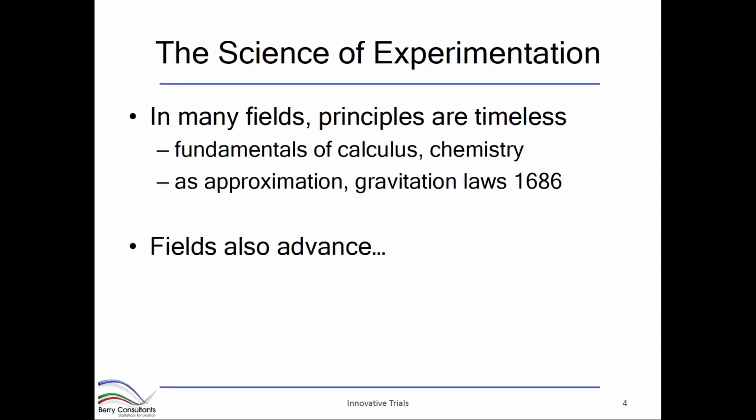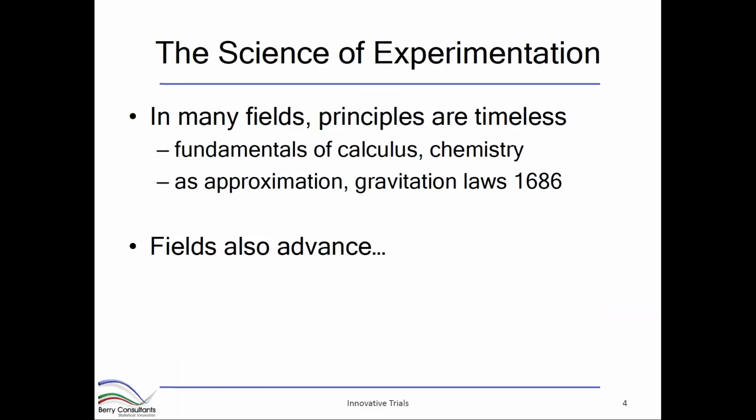So where are we in this? If we think about the science of experimentation, this 1946 trial has a number of principles that are at some level timeless, notions of randomization that we definitely want to keep. And in a lot of fields, we see things like the fundamentals of calculus or chemistry, where what we do today looks a lot like what was done 100, 200, 300 years ago. At the same time, fields also advance.